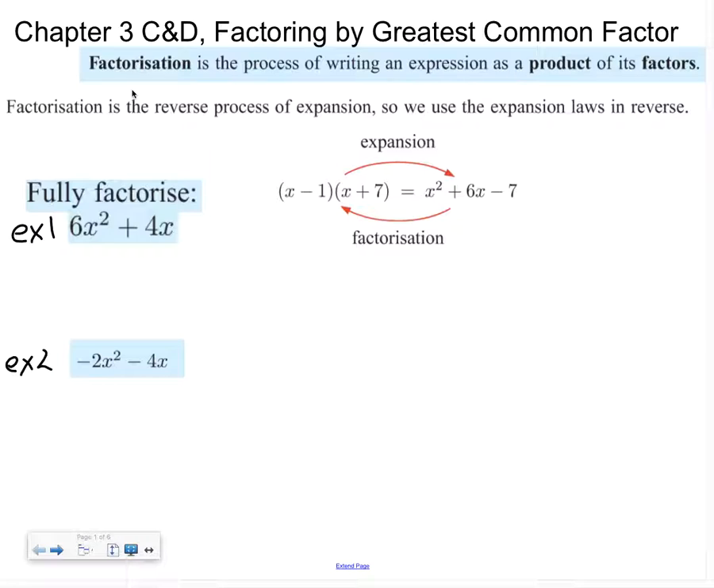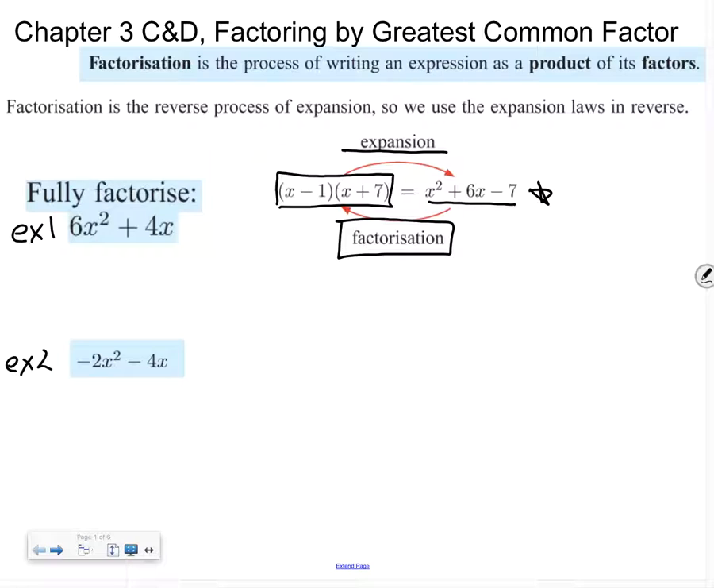So factorization is the process of writing an expression as a product of its factors. Before, we were working on expansion, where we were distributing things and getting terms such as this. Now we have to remember that factorization is the undoing of that process, writing things as products where we had sums before. As we start off factoring here, we're just looking for the greatest common factor.